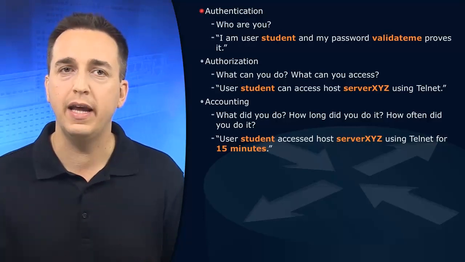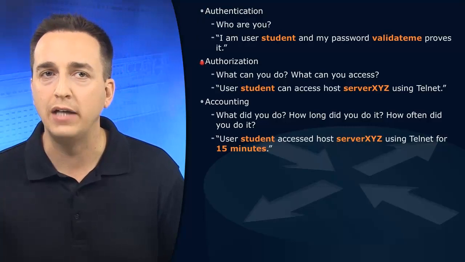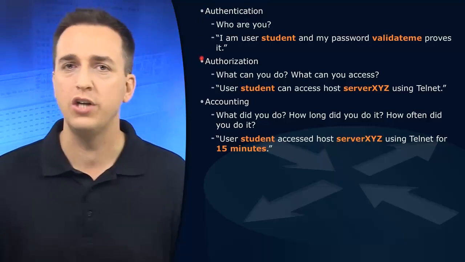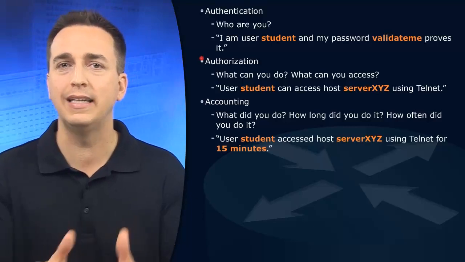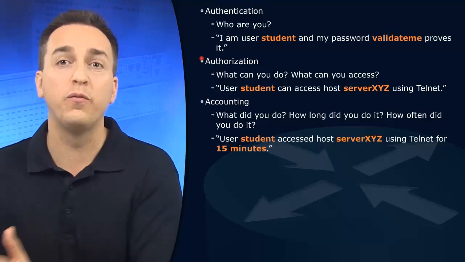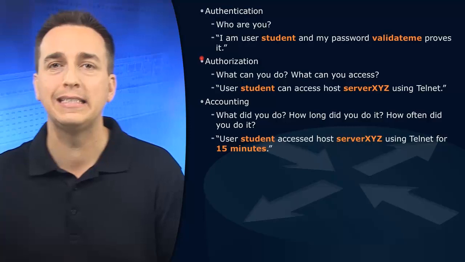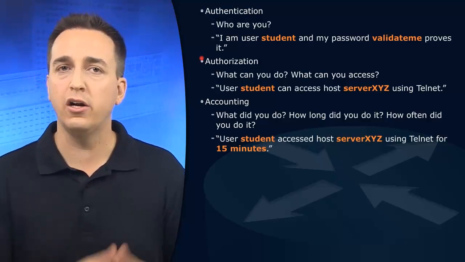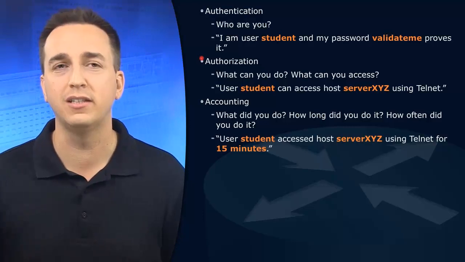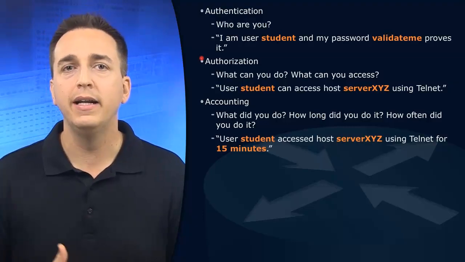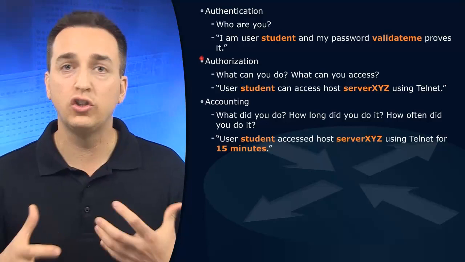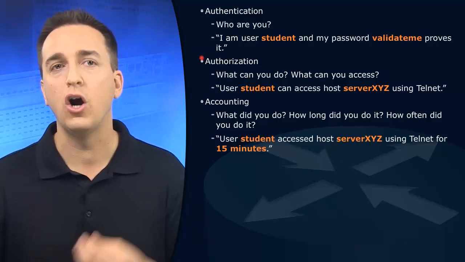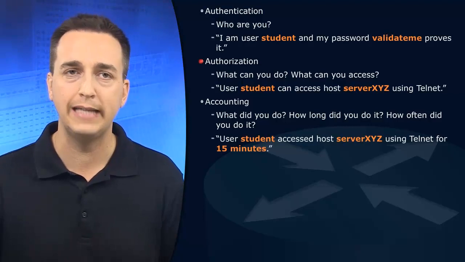But once you're authenticated, you need to be authorized to do something. Do we just want to give you the ability to do absolutely everything? Of course not. We want to authorize you to do specific things. We want to authorize you to perform specific tasks or access particular resources. So in this example, we can see that our user, student, now that they've successfully authenticated, can access the server called server XYZ using Telnet. So that's what they're authorized to do in this particular example.